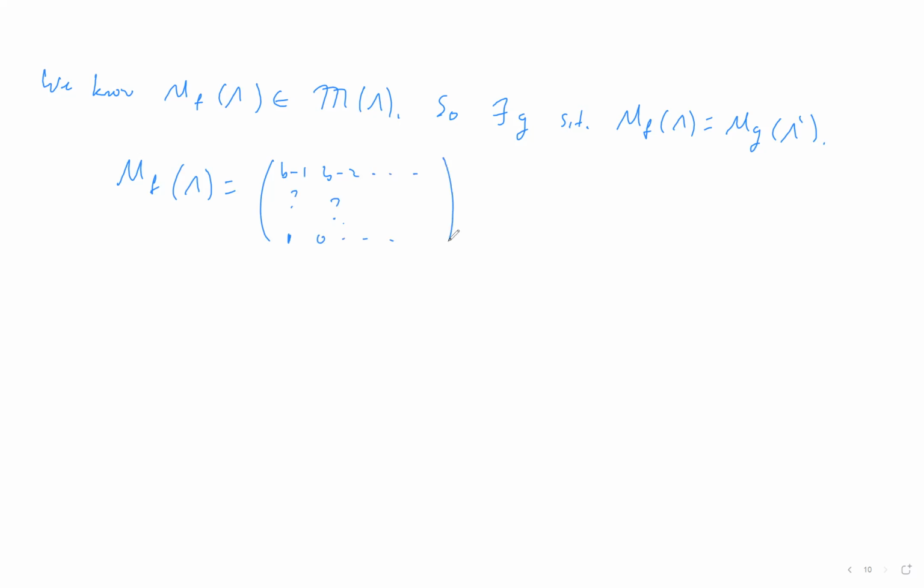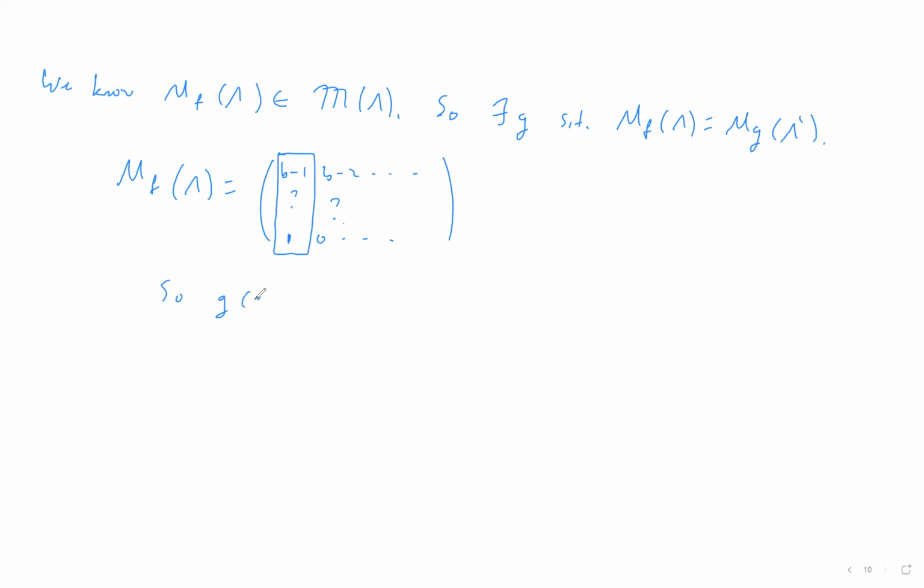Okay, what's important is that in this first column here, we have accounted, so to speak, for all of the roots of f. So likewise, if we know that mf of lambda is also equal to mg of lambda prime, then we can just read off what the roots of g are.